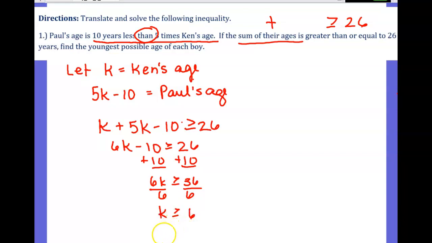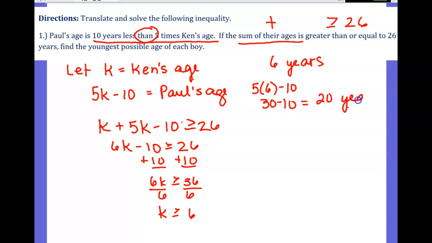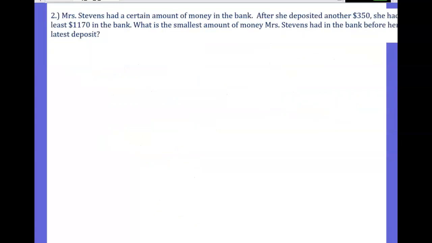So it's asking, what's the youngest possible age of each boy? Well, Ken's age would be 6 years old, and for Paul, we take the 6 and plug it in. 5 times 6 minus 10, we would get 30 minus 10, which is 20 years old. So Ken would be 6 years, and Paul would be 20. All right, let's look at the next one.